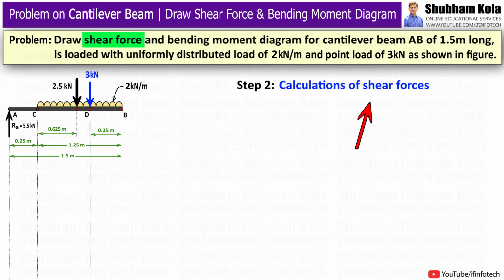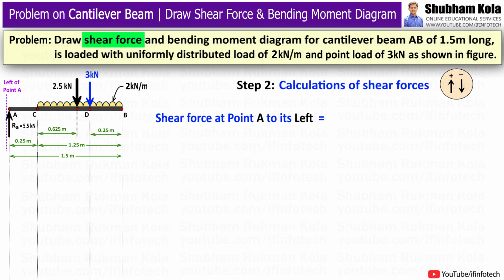So the next step is calculations of shear forces. So here the sign convention is upward forces are considered as positive and downward forces are considered as negative. And here I will start the shear force calculation from left hand side of the beam, that is SF at A to the left equal to. Here there is no force acting at the left side of point A, therefore SF at A to the left equal to 0. So to draw shear force diagram, I will first draw a horizontal reference line of 0 kN shear force, and here I will mark 0 kN value on the reference line.